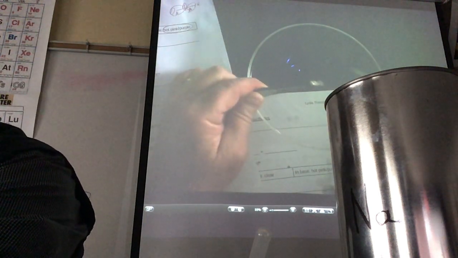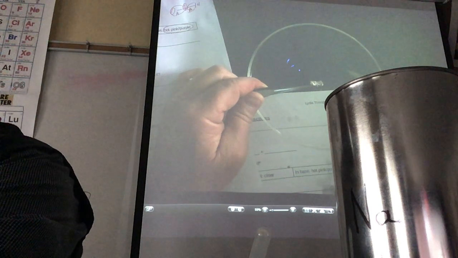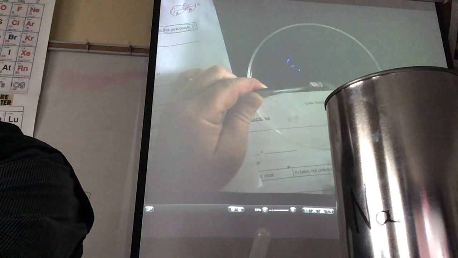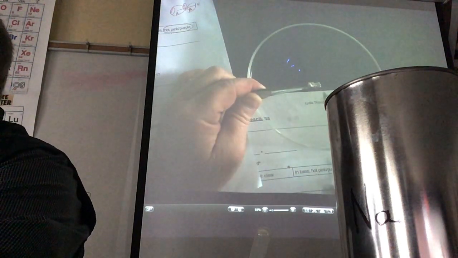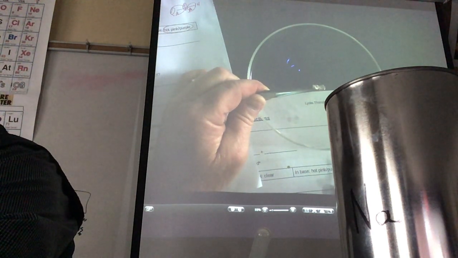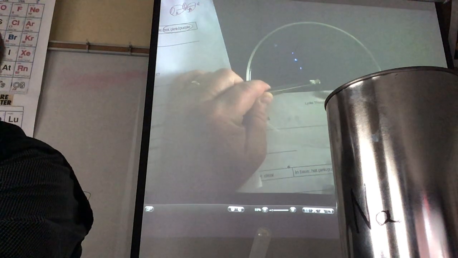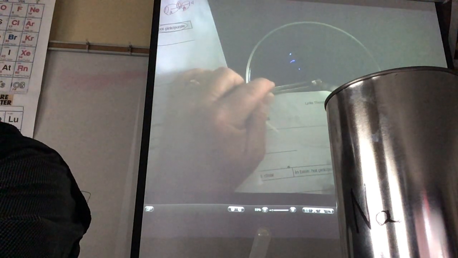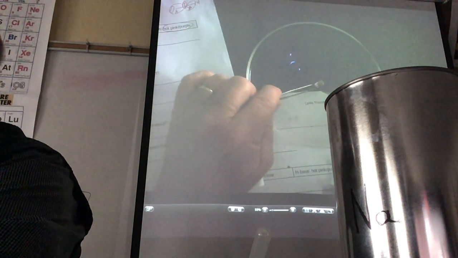Now, as soon as I cut it, it gets very shiny. But after a while, the shininess goes away. It's so reactive, it'll react with oxygen in the air and make sodium oxide, and it'll make a dull color. If I cut it again and make a fresh cut, you'll see a shiny surface again.